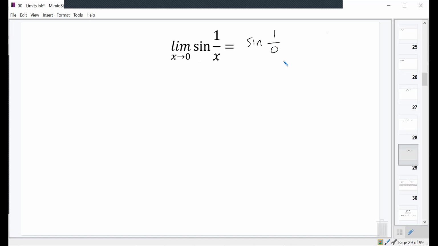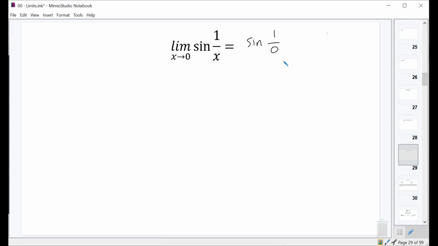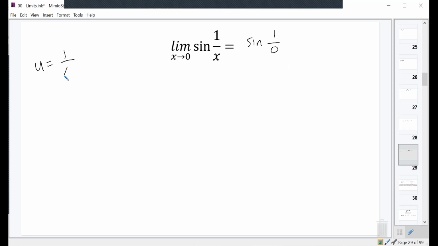And so even though this isn't indeterminate, right? 1 over 0 is not indeterminate. Sine of 1 over 0 is not indeterminate. It's not one of those forms I gave you the other day. We're still going to just first, and this isn't going to work, but we're going to take a look at it because it's kind of interesting. We're going to just do a little u substitution. We're going to let u equal 1 over x.